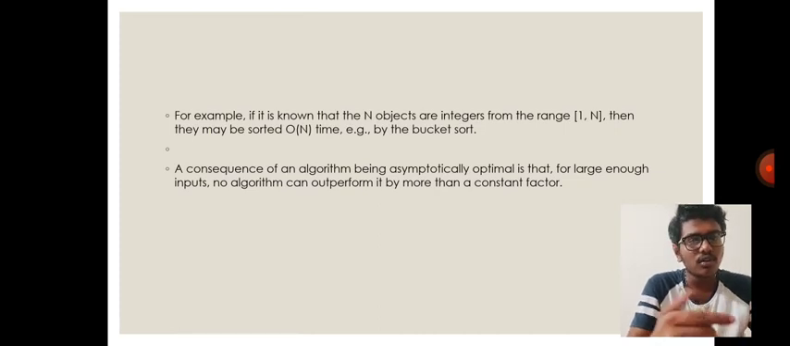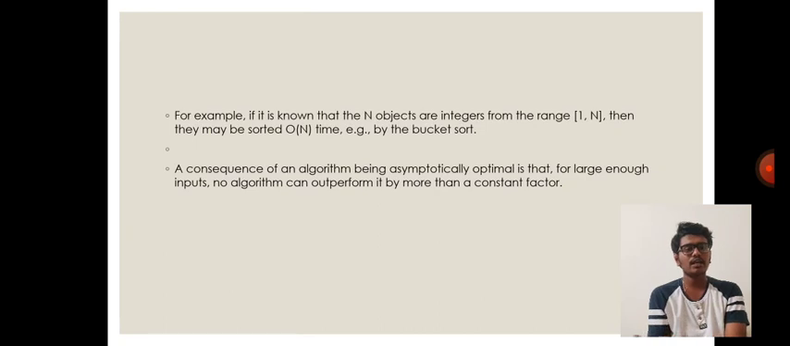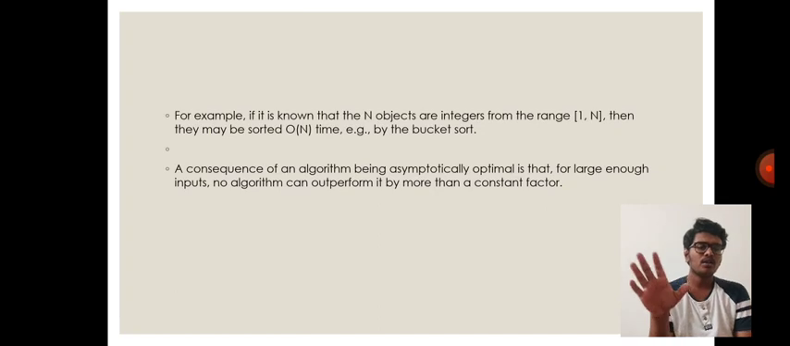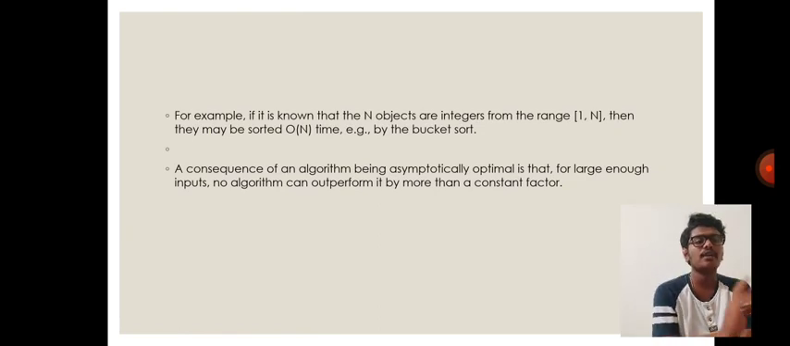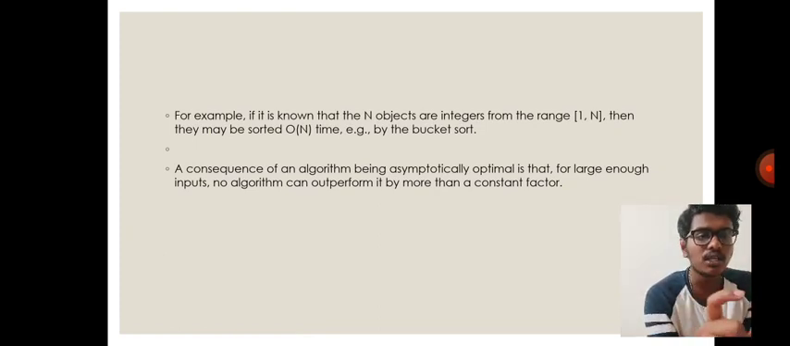A consequence of an algorithm being asymptotically optimal is that for large enough inputs, no algorithm can outperform it by more than a constant factor. For example, if the n objects are integers from the range 1 to n, then they may be sorted in big O of n time, basically by bucket sort. And a consequence of an algorithm being asymptotically optimal is that for large enough inputs, no algorithm can outperform it by more than a constant factor.